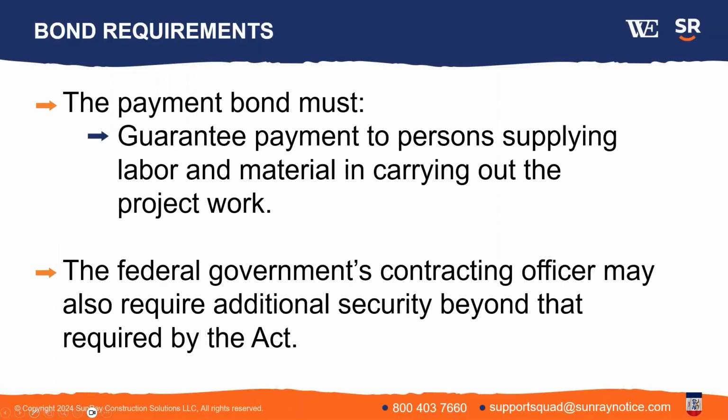Okay, now we're going to shift from the performance bond to the payment bond, and today we're going to discuss mainly the payment bond related issues. The payment bond guarantees payment to essentially subcontractors, those furnishing labor and material under a prime contractor. And again, the contracting officer can require additional security beyond the act for those payment bonds, similar to the discretion they have with the performance bond.